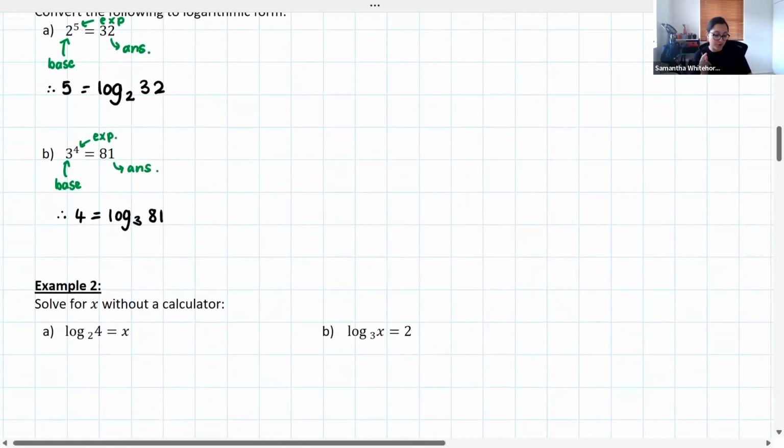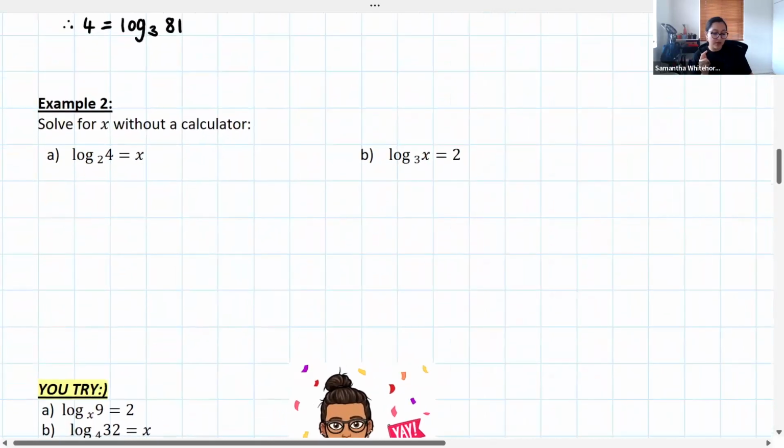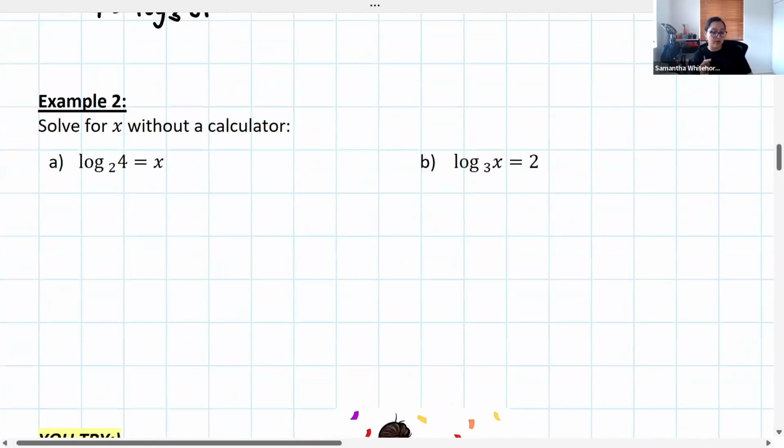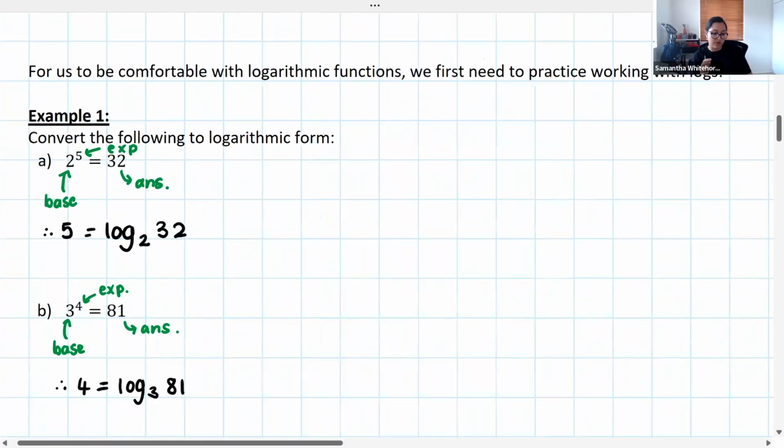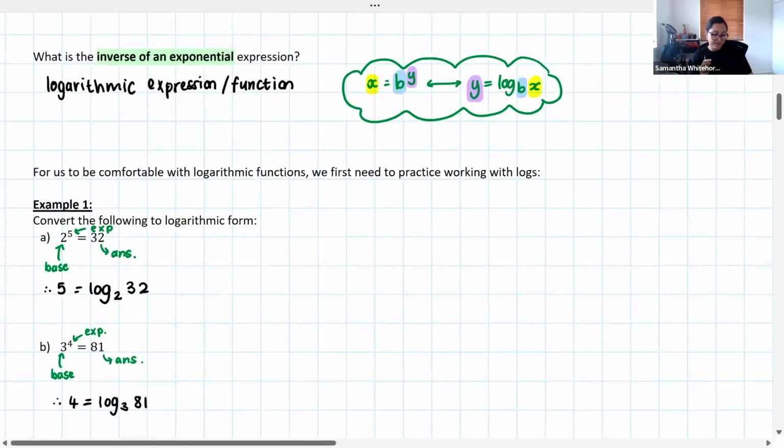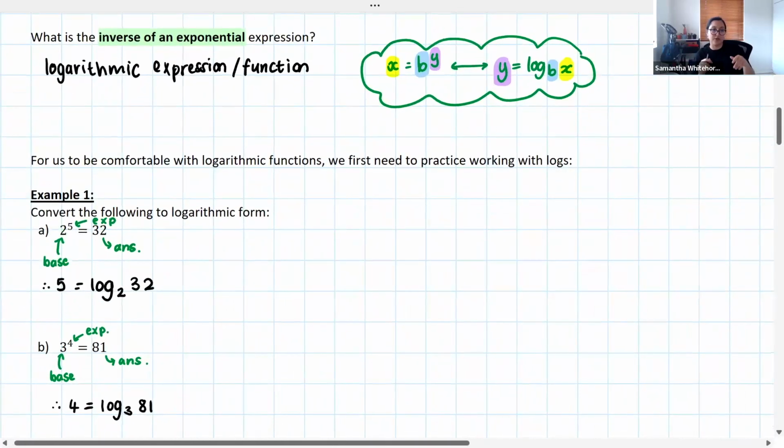Okay, but where logs do become useful is solving for x without a, sorry, I didn't get to take a screenshot, I do apologize. Let's take a screenshot here while you're doing that.